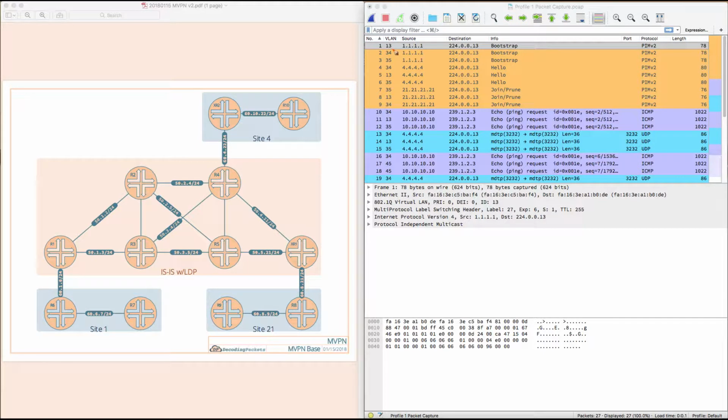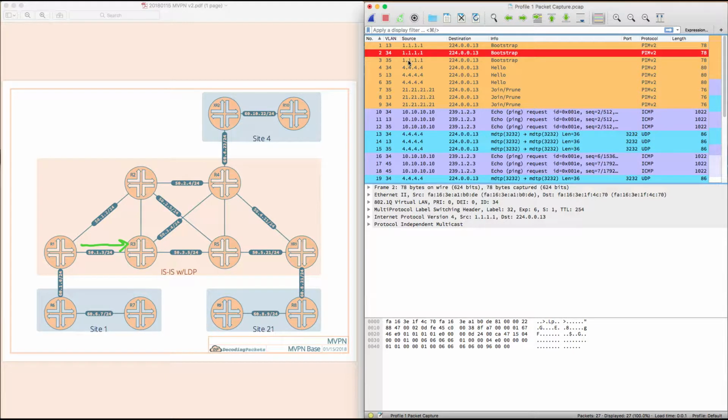So this would be this VLAN right here. So this packet comes in this way. And if you look at it, this packet is a PIM packet. So this is just a bootstrap router packet, a BSR packet. And this is 224.0.0.13, which is the PIM well-known link-local multicast IP. And this is coming from 1111.